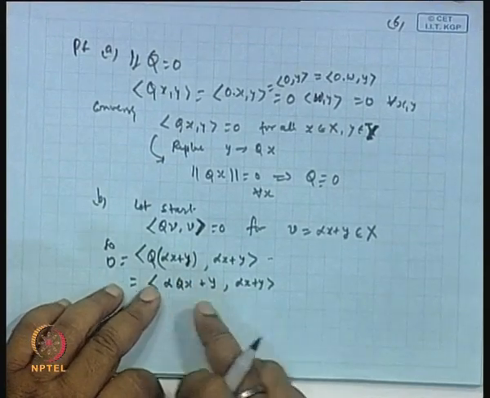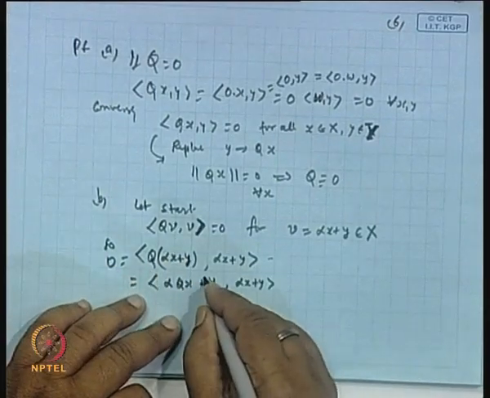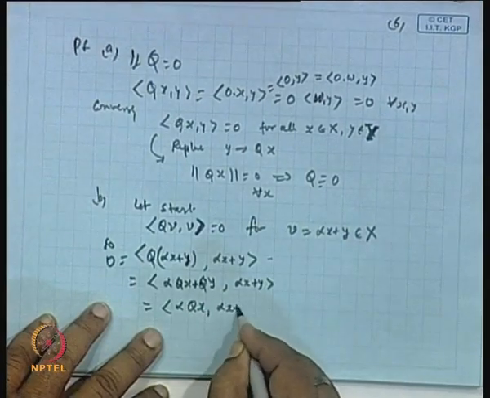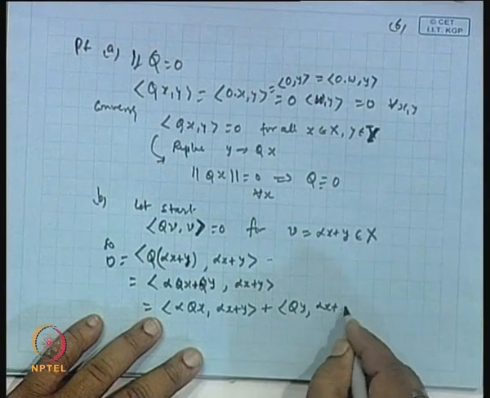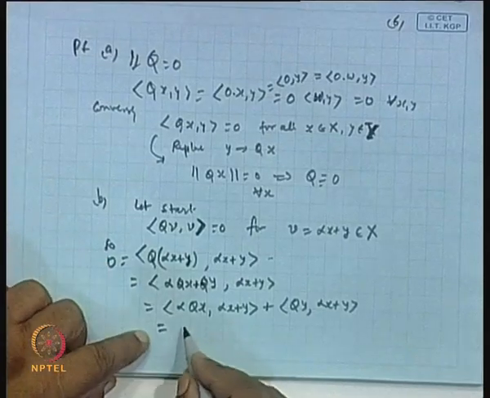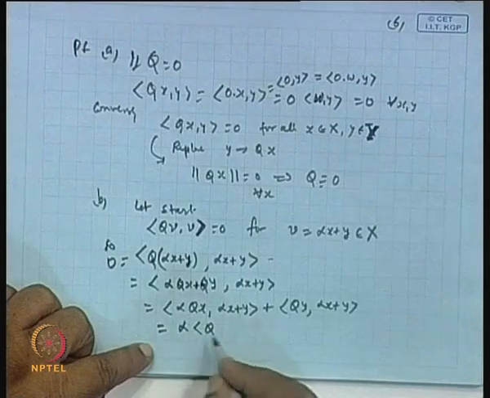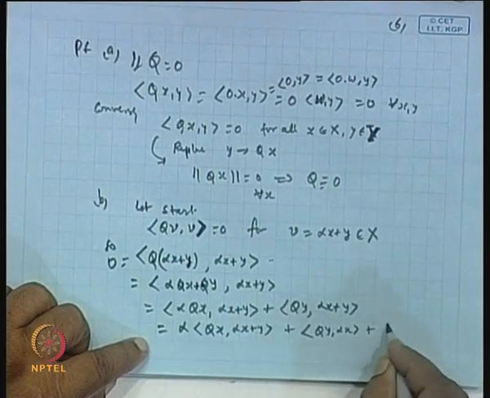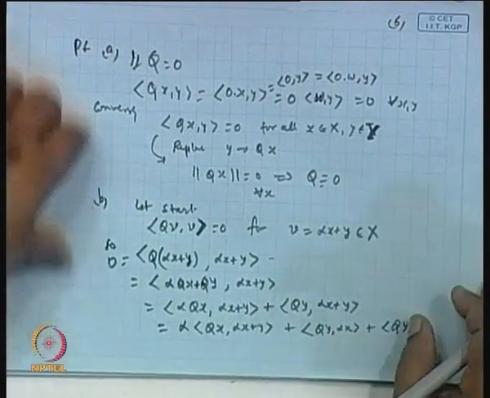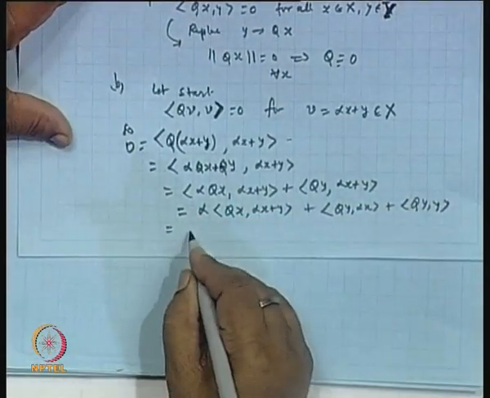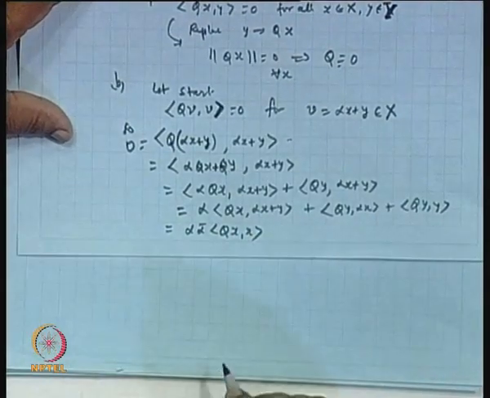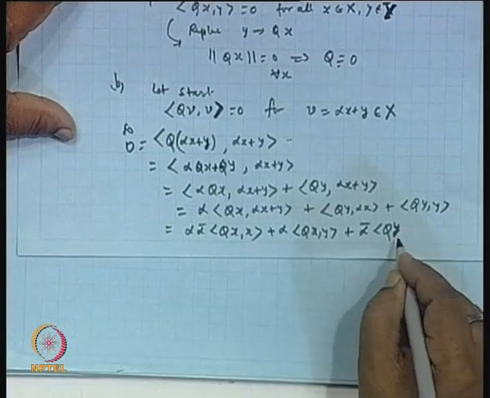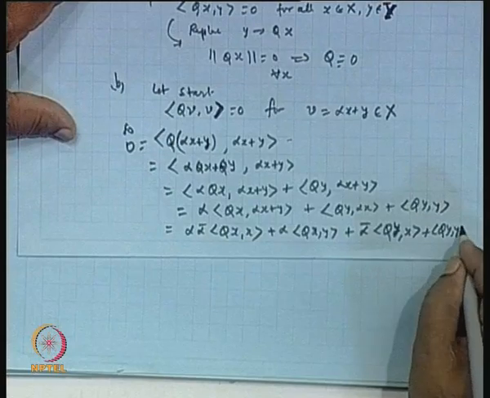So this will be equal to <alpha Qx, alpha x plus y> plus <Qy, alpha x plus y>. Now this will be equal to <alpha Qx, alpha x> plus <alpha Qx, y>, then <Qy, alpha x> plus <Qy, y>. Now again, the alpha can be taken outside. So alpha times alpha conjugate <Qx, x>, and then plus alpha <Qx, y>, and plus alpha conjugate <Qy, x> plus <Qy, y>.